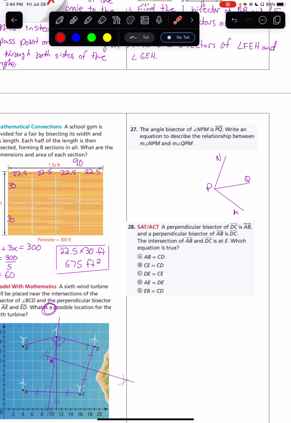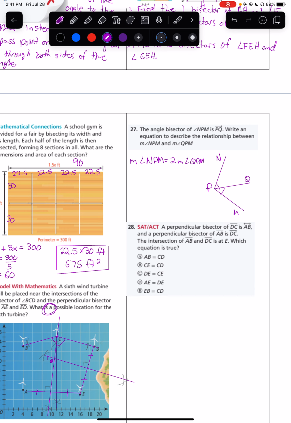And that's fairly easy to see. If we want to write that equation, we could write the measure of angle NPM, the whole thing, is equal to twice the measure of angle QPM. Or we could do it the other way around, and say that the measure of angle QPM is half the measure of angle NPM, right? We know that an angle bisector means that we have equal angles right there. Those were kind of messy, hold on. That we have equal arcs right there, equal angles.